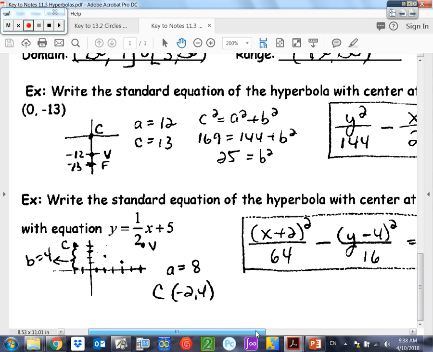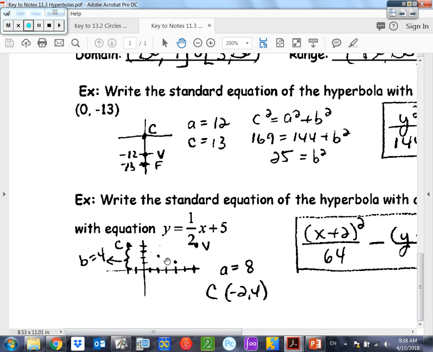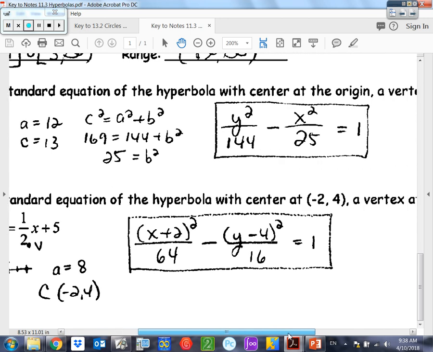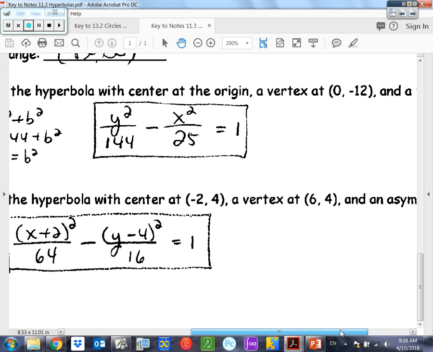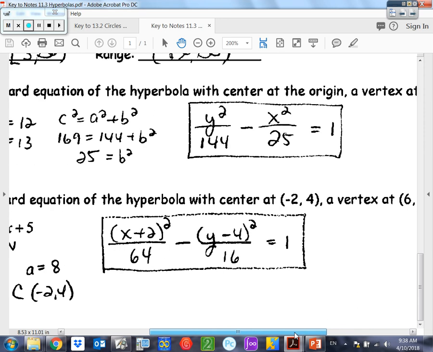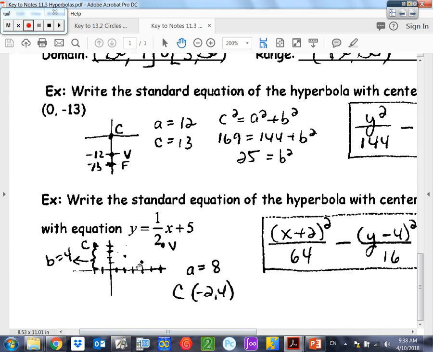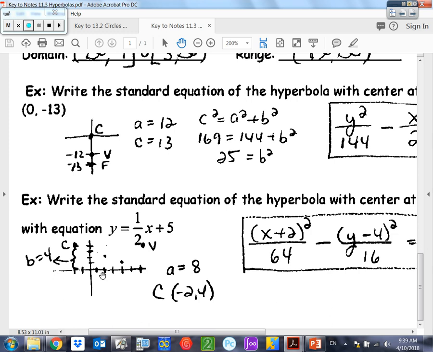Okay. So let's focus just on this portion right here. It says write the standard equation of the hyperbola with center negative 2, 4, a vertex at 6, 4, and an asymptote, and they give us the equation of the asymptote. Okay? So this is the problem that we're working right here. So let's plot our center. Our center is at negative 2, 4. So here's our center. And then we're going to plot our vertex. Our vertex is at 6, 4. And we're going to put our vertex here.